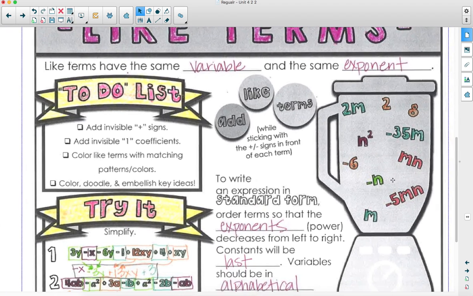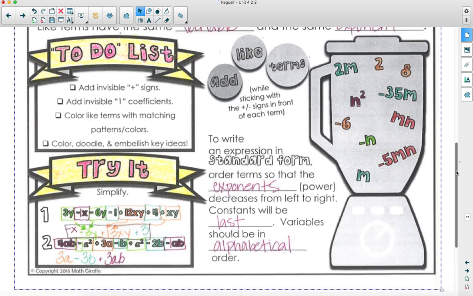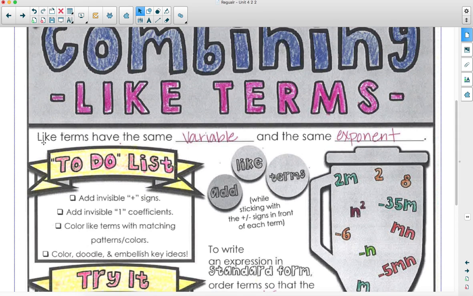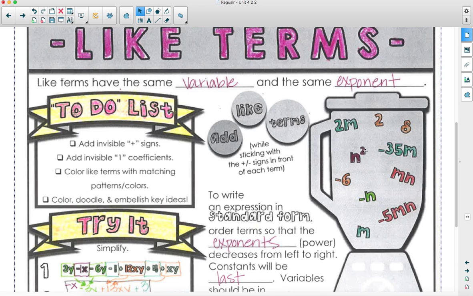And this bottom part. Okay, so we're going to focus on this bottom part here. Like terms, we just talked about this above. Like terms have to have the same variable and the same exponent. Okay, so if you look in this blender here, I have an n squared, but I also have an n. Okay, those are not the same thing. Okay, n squared, you can see I colored in its own color. It doesn't match anything, because the variable and the exponents have to be the same. So I got n squared, which is different from just n.